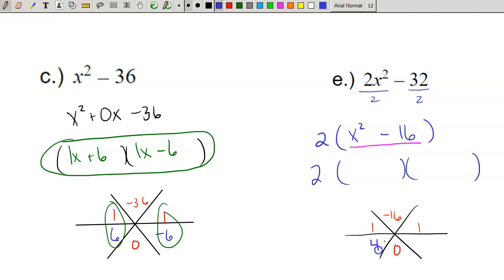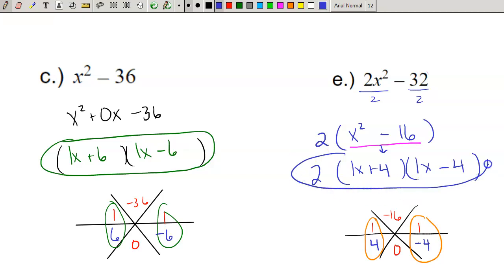And so this is going to be 4 and negative 4. 4 times negative 4 is negative 16, and 4 plus negative 4 is 0. So I have my factorings here, and that works. So I'm going to go ahead and put it above. So this right here breaks down to the 1x plus 4 and 1x minus 4. And there's my final answer.